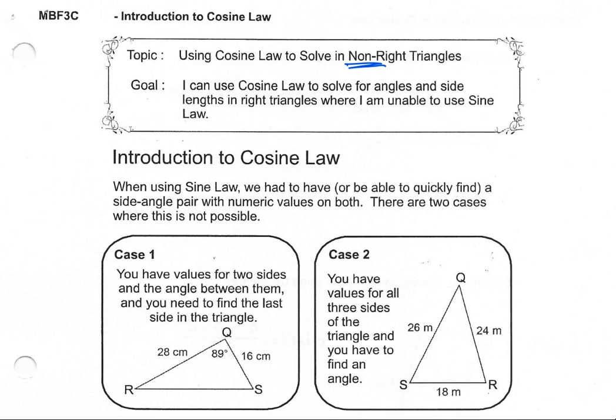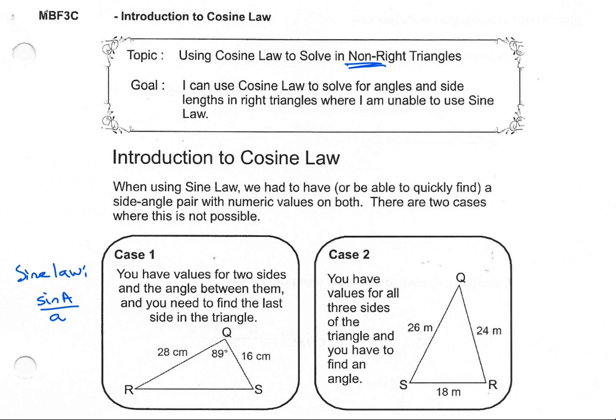Okay, and the reason we need the cosine law is because we've already learned the sine law, but sometimes we can't use the sine law because we don't have the right information. So if you look here at case 1, notice that there's a side and there's another side and there's an angle in between. The sine law had these fractions that looked like this, right? This was in the sine law. And so we had to be given an angle and a side directly across from it.